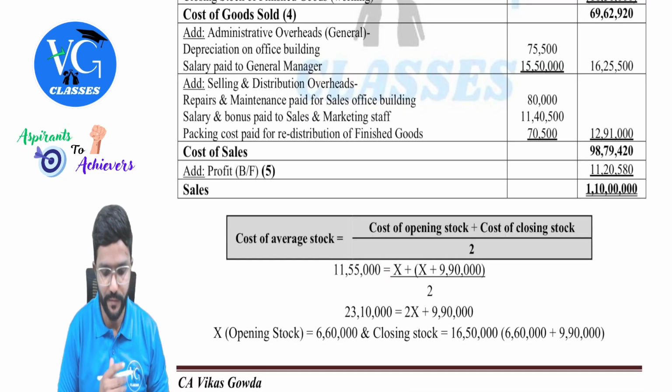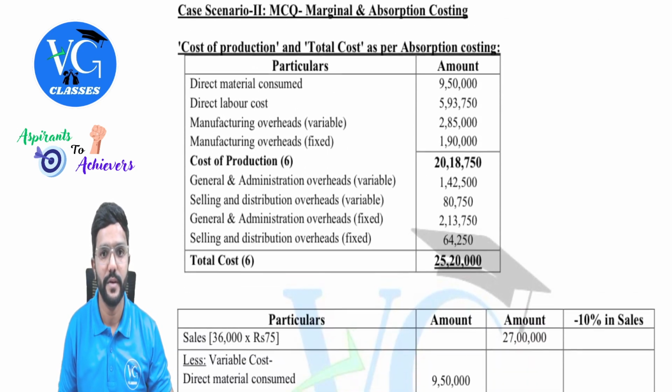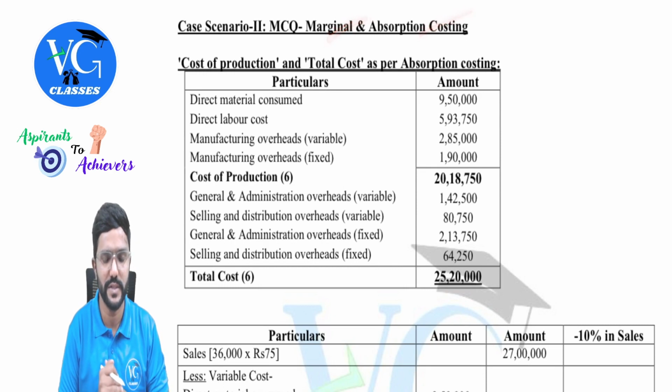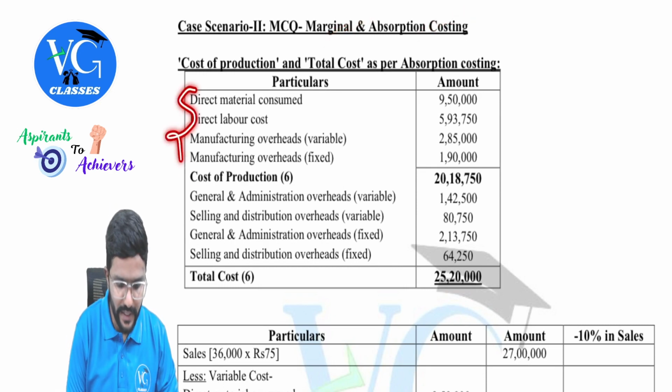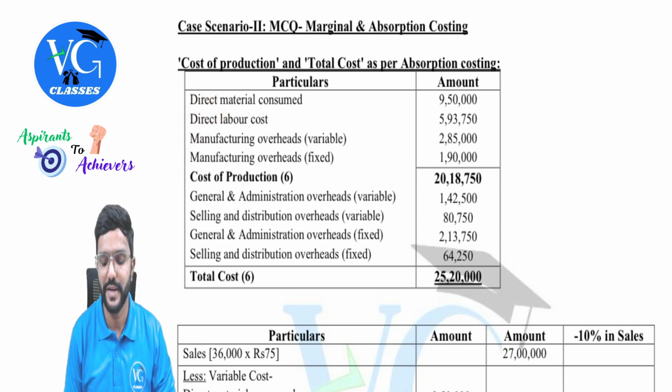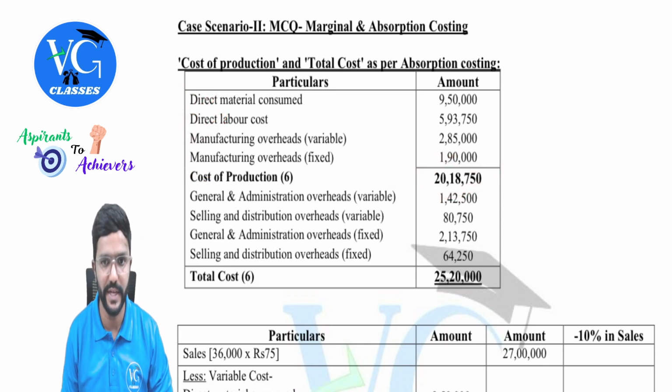Yeah, I will just show you. I have done a calculation for this, working even for case scenario 2. This question is actually on marginal and absorption costing, guys. First I have taken direct material consumed, direct labor cost, manufacturing overhead, both variable and fixed. We will get 20 lakh 18,750.